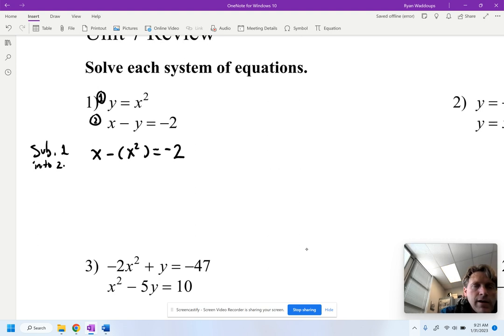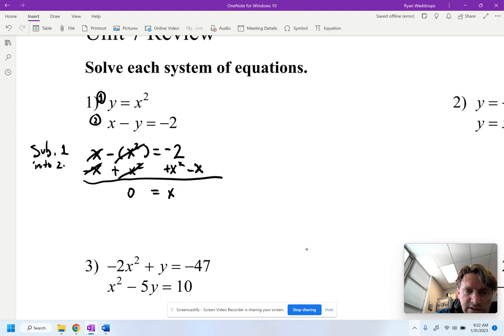2. Then I want to put this in standard form, so I'm going to add x squared to both sides. And I'm going to subtract x from both sides as well, taking all of the elements to the right. So x minus x is 0. Negative x squared plus x squared is 0. So I get 0 on the left, and on the right I get x squared minus x minus 2. And then I want to see if I can factor this.